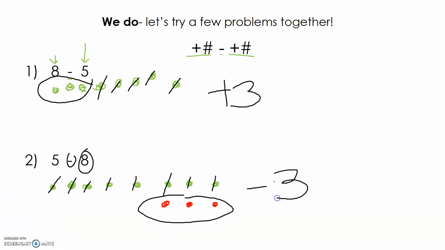So notice how your order actually matters. I had positive 3 for number 1 and negative 3 for number 2.